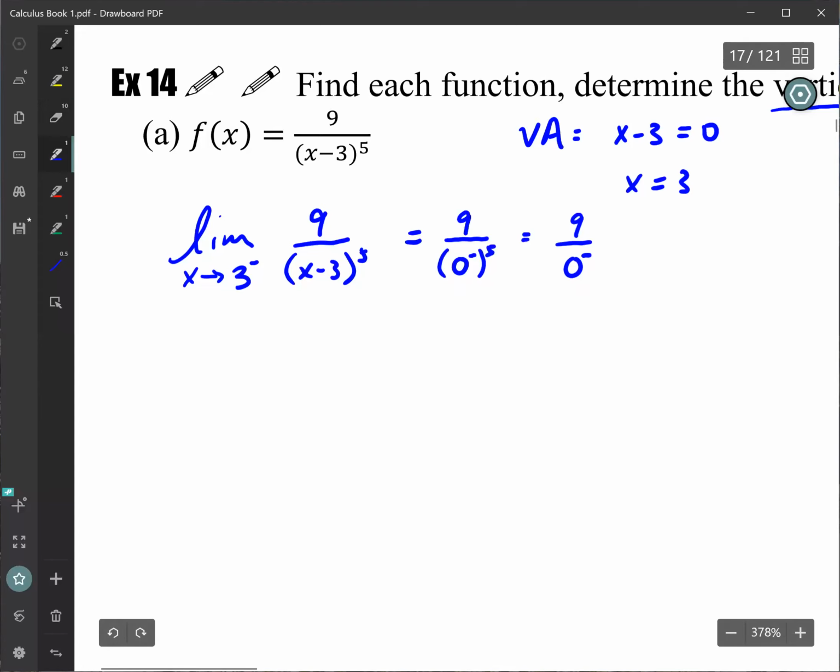So now if we divide, the top is positive, right? Positive divided by negative will become negative. And 9 divided by a very small number, what would it equal to, Nicole?